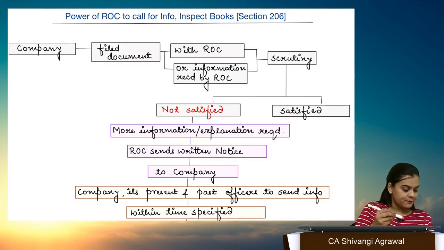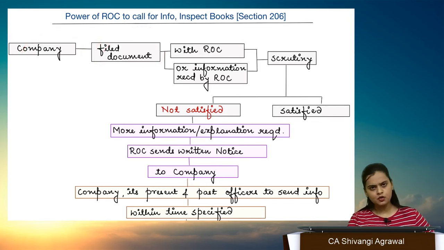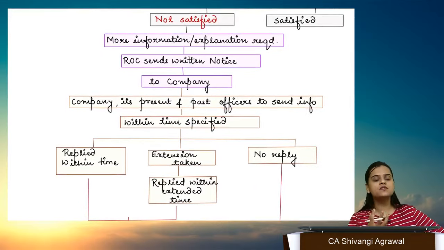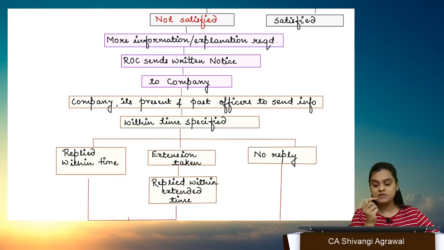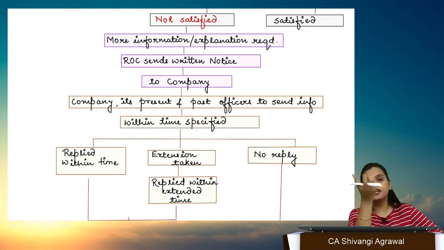Section 206, company files a document. Undoubtedly, we all know that a lot of documents are filed with ROC and a lot of information is received by ROC. Supposedly, ROC receives a piece of information which it finds is creating some suspicion or is incomplete, and seeks more information. At that point of time, ROC sends the first notice to the company. First notice, not for inspection, not for inquiry, not for investigation, but just for seeking some more information.